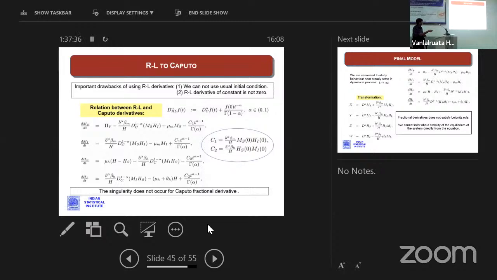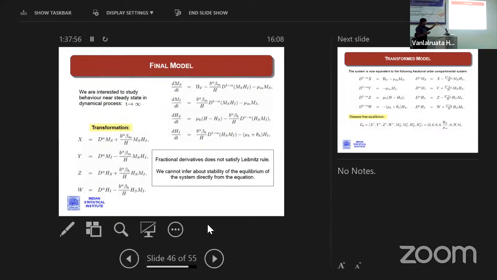I use this relation. Now, if I use this relation, the singularity problem which I had before in the RL case does not arise. So I don't have any problem. Now we are interested to study the limit as t goes to infinity, but I have used this transformation.